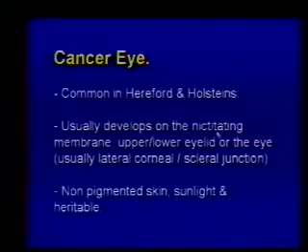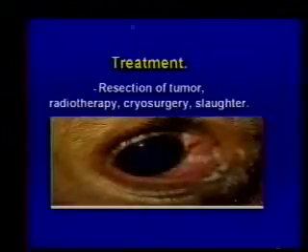It usually develops on the nictitating membrane. The nictitating membrane is the third eyelid of the cow. Also the upper and lower eyelid of the eye, usually at the lateral corneal scleral junction. You usually see it in the corneal scleral junction in non-pigmented skin due to sunlight, and it may be heritable.